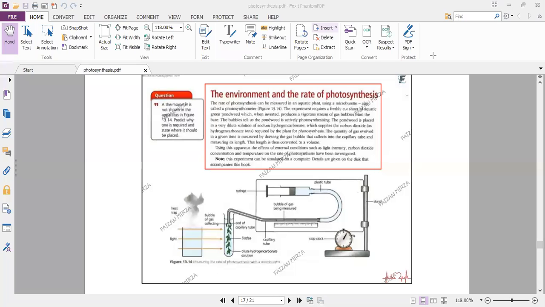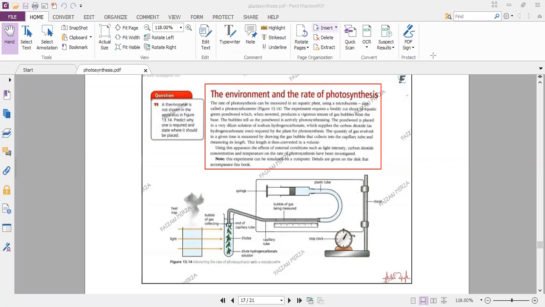So I told you that we are discussing how the rate of photosynthesis can be calculated using this experimental setup. This experimental setup is similar to a respirometer, in which we calculated the rate of respiration. Using this experimental setup, we can calculate the rate of photosynthesis. How is the rate of photosynthesis calculated?